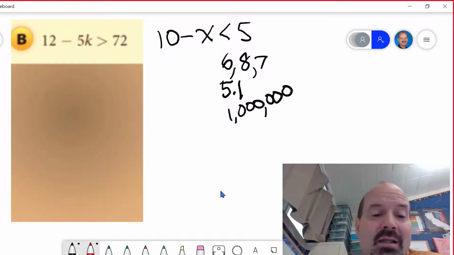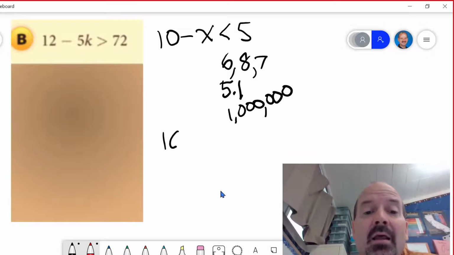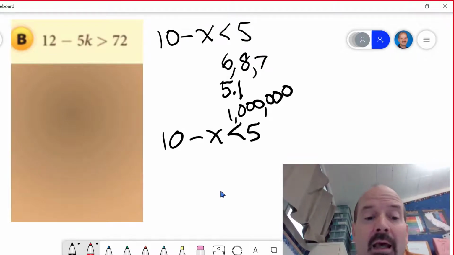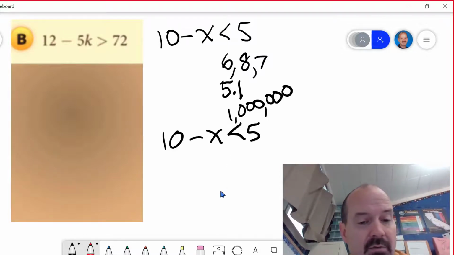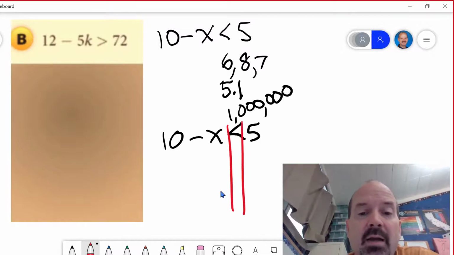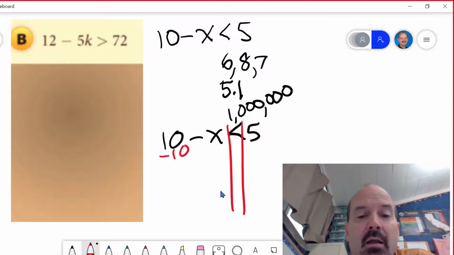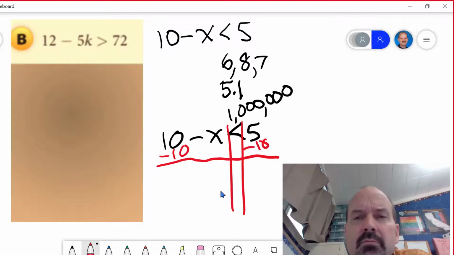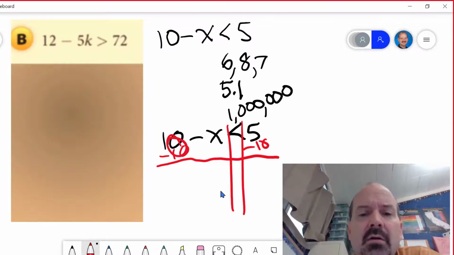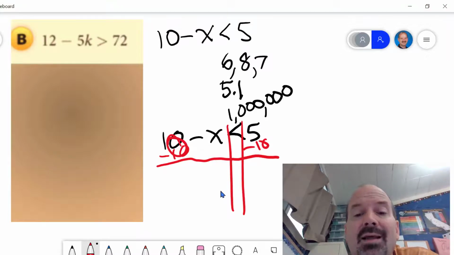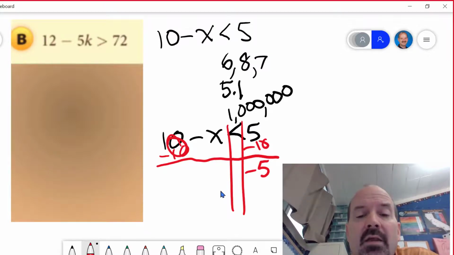Now, let's go ahead and solve it. So I have 10, take away x, is less than 5. And if I go ahead and balance my problem and I subtract 10 from both sides, how much is 5 take away 10? Do you know? These cancel. 5 take away 10, I think it's -5. And then I put my symbol in the middle.